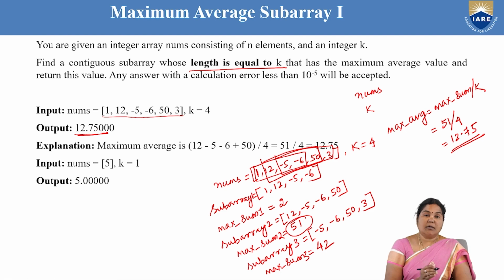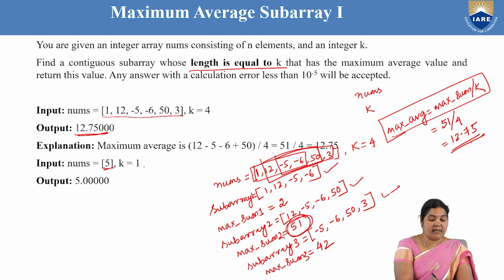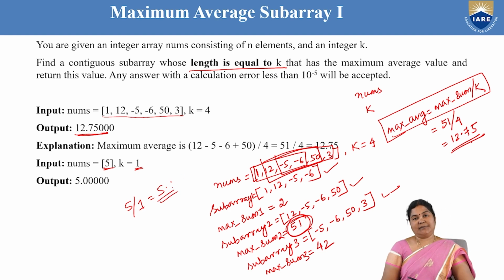So here we have to make subarrays of size 4, of size k. Then you have to find the maximum sum divided by the total number of values in it, that is 4. So divided by the k value. So the maximum average formula is maximum sum divided by k. For each subarray, we have to calculate the sum. So we got the maximum sum as 51, and 51 divided by k is nothing but 12.75. Similarly, if there is only one value and k is equal to 1, then it is 5 by 1, so it is nothing but 5.00, that is 5 only. So this is the question.